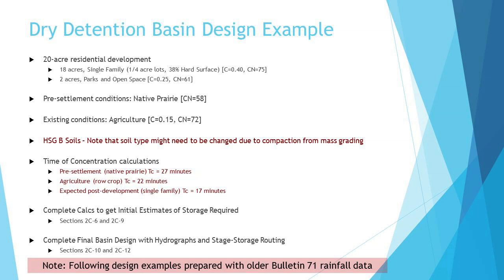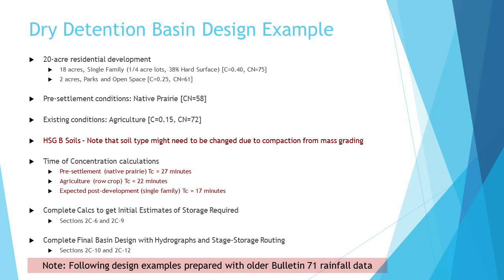Our pre-settlement conditions are native prairie, and for a B soil, that has a curve number of 58. Our existing conditions are agriculture. And let's say it's row crop in good condition, and it has a curve number of 72. We've got our B soils. And note that if we have mass grading and we do not do stormwater quality restoration, that again will move up our development curve number because of poor soil. So just something to be of note.